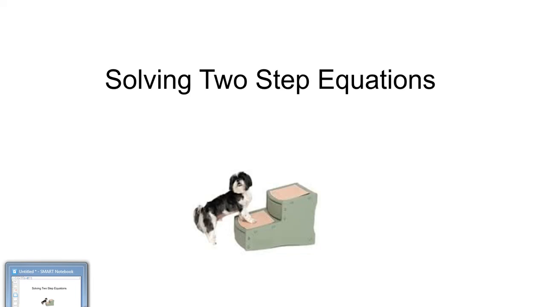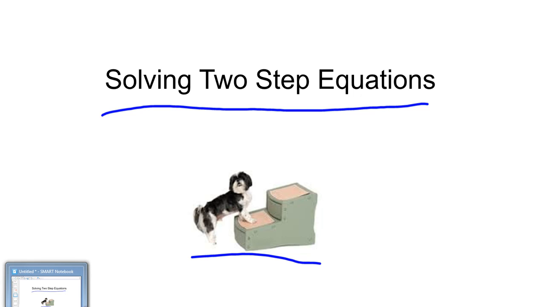Alright, what we're going to do is go over how to solve a two-step equation. And this was the only image that I could find of a two-step equation. It would be a dog going up 2 steps. So that's a good relation there.